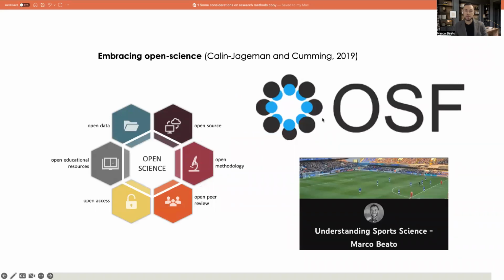Some of the principles of open science are open source, for example, software like Mendeley for references or JASP for statistical analysis, which are software that I use in my research. Open methodology, open peer review that some journals offer, open access journals, for example, Frontiers, PLOS ONE, or other journals that you can find online, open educational resources, such as this YouTube channel where you can find free online lessons, or open data. Some journals, for example, require the submission of the database of your paper in order to check, for example, the quality of the data, and they allow the reviewer to perform some statistical analysis.